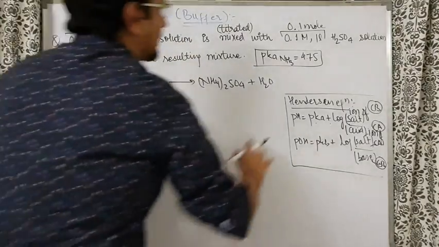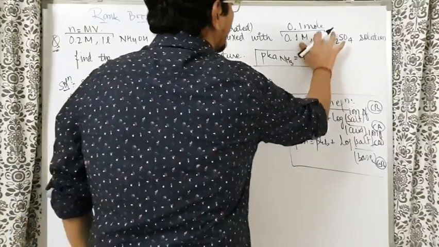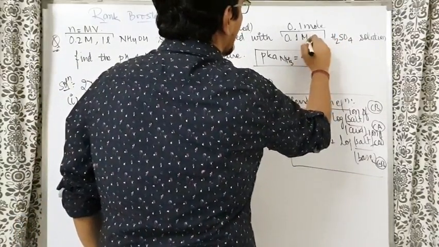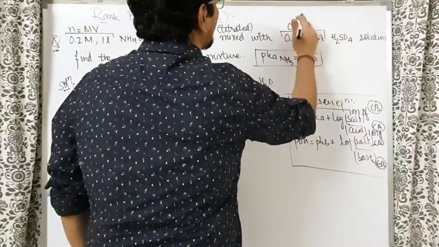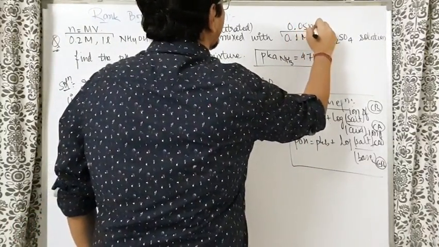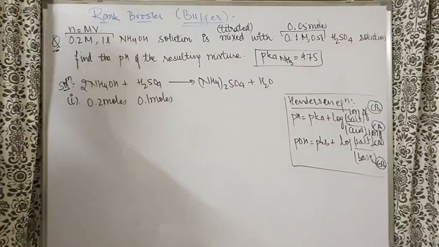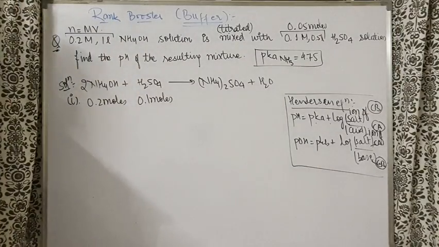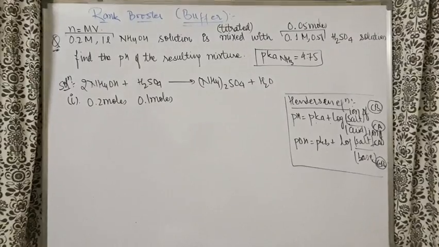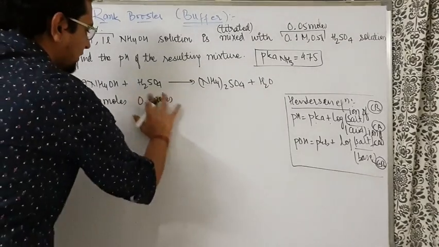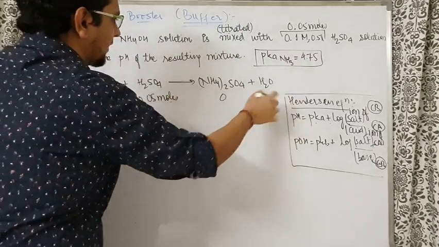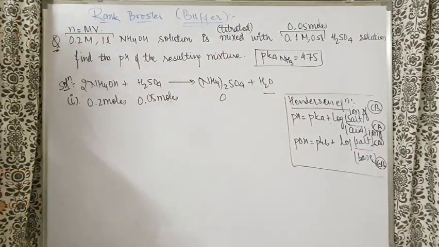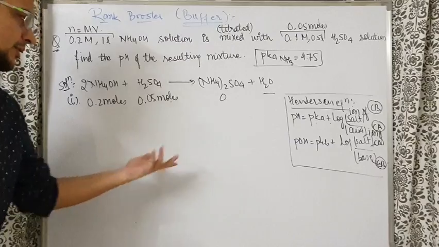Let us change one value here. A little bit of value change will be necessary here, otherwise the whole feel of the question will go. I am taking 0.5 liter. If I take 0.5 liter rather than 1, I will get 0.05 moles: 0.1 molar into 0.5 liter, 0.05 moles. So this is the scenario we have got. I will write 0.05 moles here, this is what I have initially. Ammonium sulfate is 0, and water is a pure liquid, so its concentration does not matter in this question.